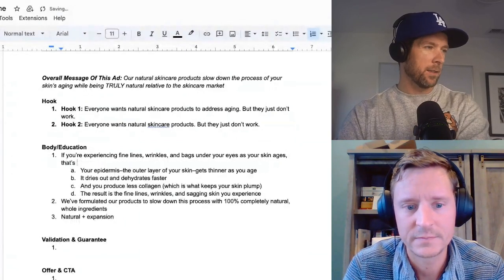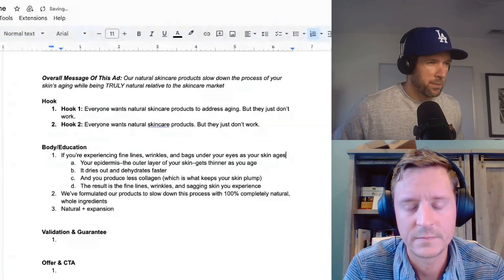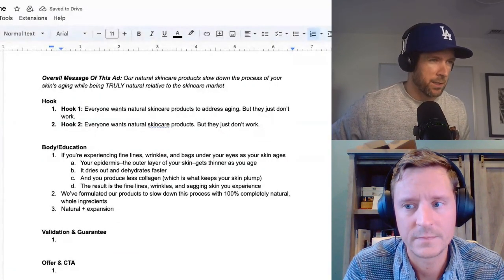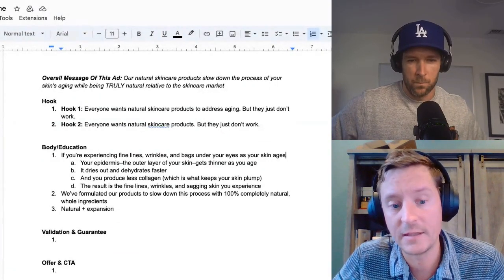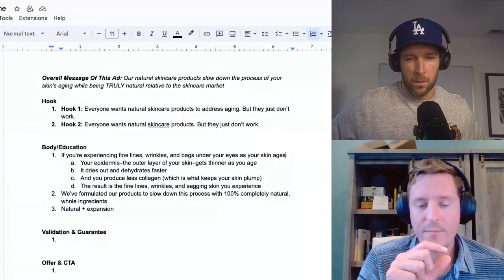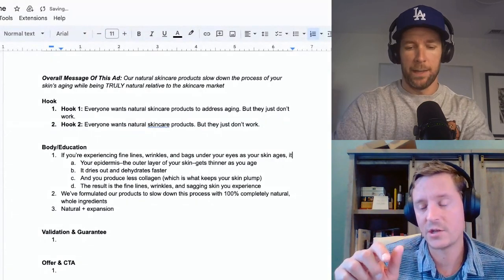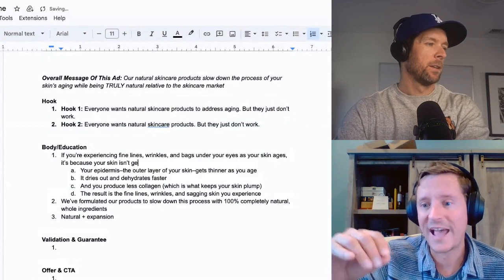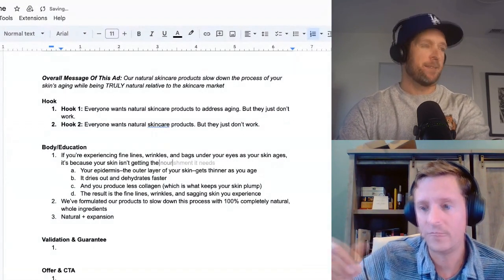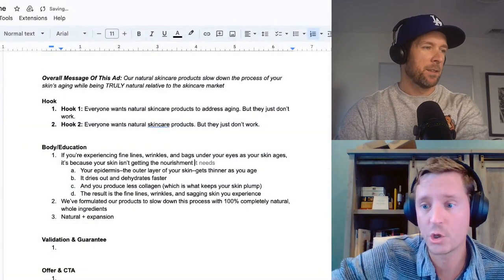That's because, let's see, if you're experiencing fine lines, wrinkles, bags under your eyes as your skin ages. I want to take the nourishment angle and say that many of the fine lines, wrinkles, and bags under your eyes are explained by lack of nourishment for what mature skin needs, or what maturing skin needs.